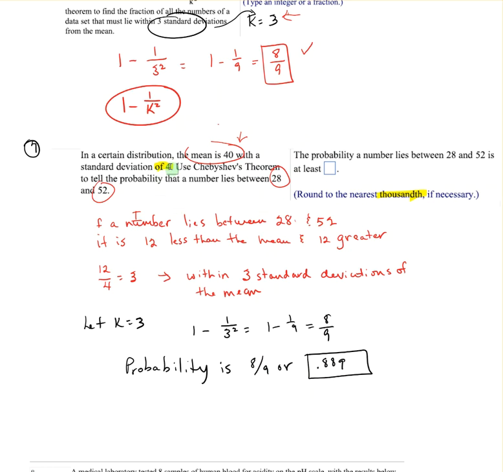And how many standard deviations are in that? 12 divided by 4, your standard deviation is 4, is 3. So you are within 3 standard deviations of the mean. So now that's your k, just like we did up here. So it's 1 minus 1 over 3 squared. That's 8/9, but in this one it wants a decimal. So go ahead and divide 8 by 9 on your calculator and you get 0.889. So that would be number 7.